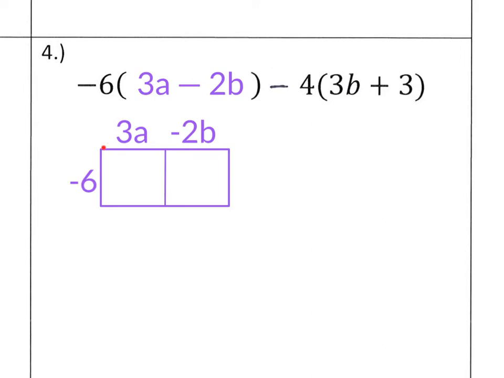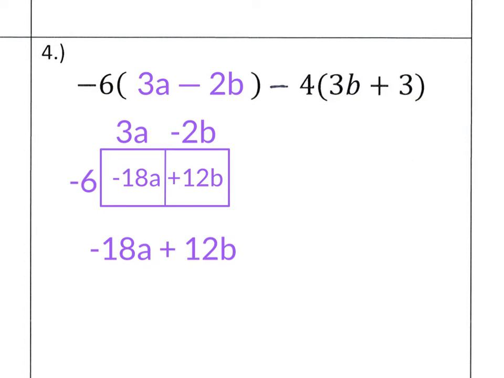Negative 6 times 3a. So negative 6 times the 3 gives me negative 18. There was one a, so I'm going to put that a with my answer, so negative 18a. And then negative 6 on the side times negative 2b. So negative 6 times negative 2 gives me a positive 12. And then they were both b, that's why I put them in there, so plus 12b. So I have negative 18a plus 12b, so I can write that first. So negative 18a plus 12b.